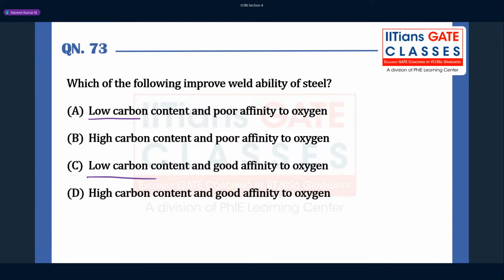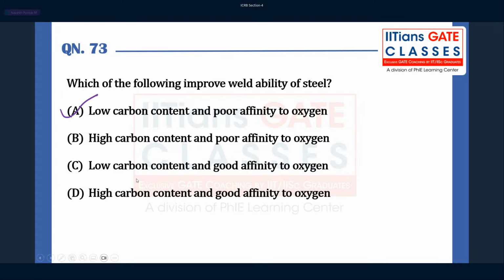And they're asking whether the material should have good affinity towards oxygen or poor affinity towards oxygen. If it has good affinity towards oxygen, then the oxygen will attack the weld pool and oxidation is formed. Because of the oxidation, your weld metal will become dirty and also it will lead to brittleness, or maybe some kind of defects. So hence you have to have poor affinity, right? So low carbon, poor affinity to oxygen. So answer is A. Answer is A. Okay, good. Yes, Tejeshwar, you're right.